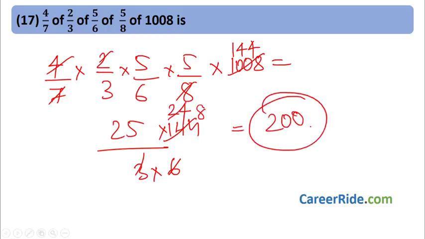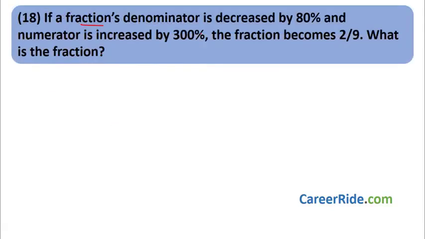Moving to question number 18. If a fraction's denominator is decreased by 80% and numerator is increased by 300%, the fraction becomes 2 by 9. What is the fraction? Let us assume the fraction be A upon B. What is the numerator? A. What is the denominator? B.